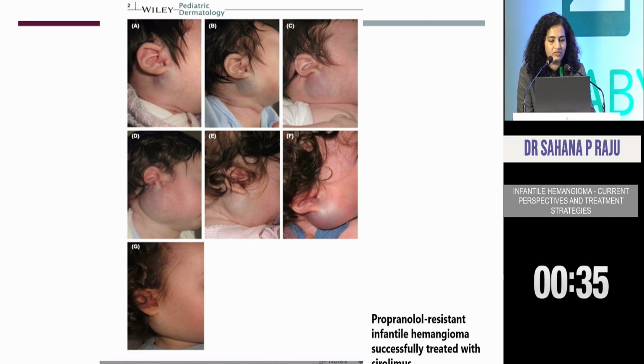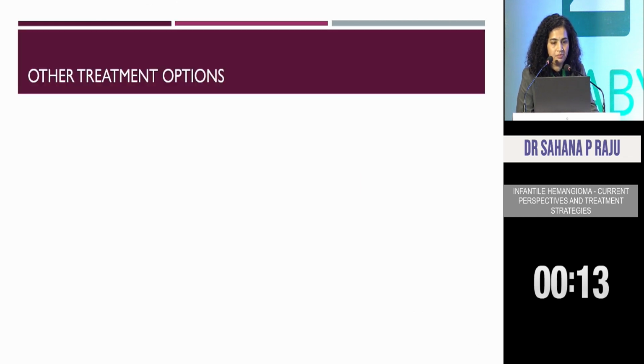This was a case report in which it was treated with an mTOR inhibitor called sirolimus. Image A is the child when the child presented, and C is on treatment with propranolol. You can still see there is growth of the lesion, and this is when the child was started on sirolimus, and then you can see the regression. Sirolimus, again, has no big randomized controlled trials available.